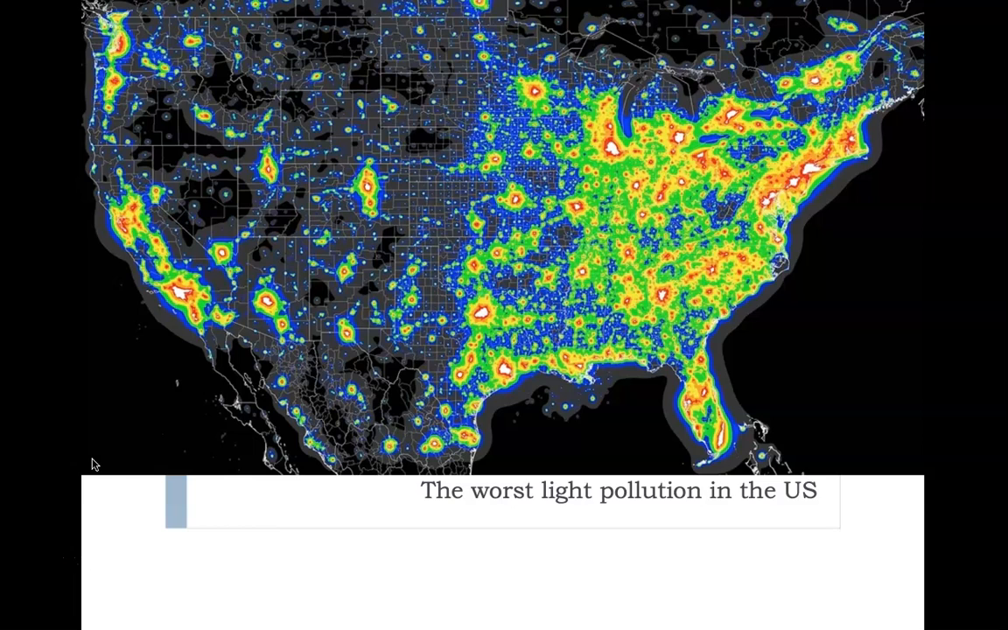Please take a look at this map to get your brain moving. All right, we see the worst light pollution in the United States. Our topic today is population. So I want you to think about how light pollution and population go hand in hand.